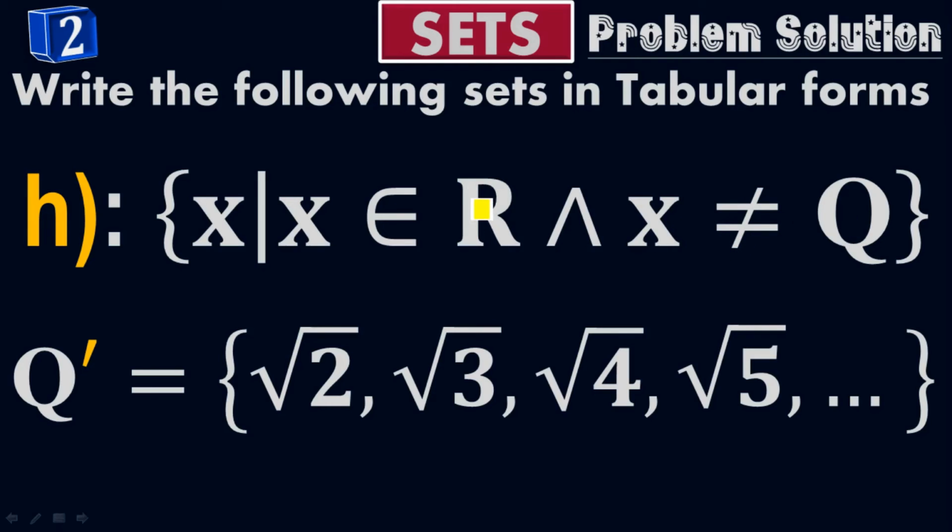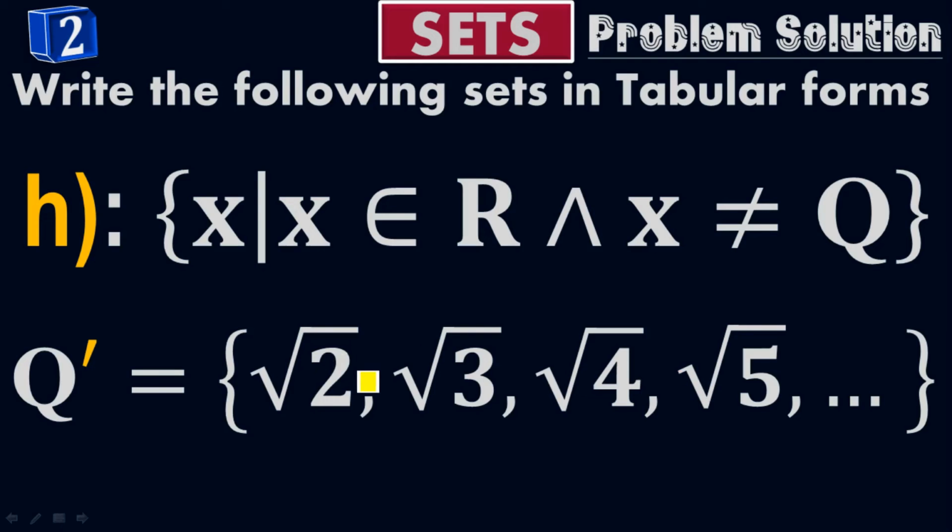We already know that the real numbers are the union of rational numbers and irrational numbers. But when it specifically says that x belongs to real numbers and x is not equal to a rational number, it means that it is the set of irrational numbers like square root of 2, square root of 3, square root of 4, square root of 5, up to infinity. You can go up to infinity.